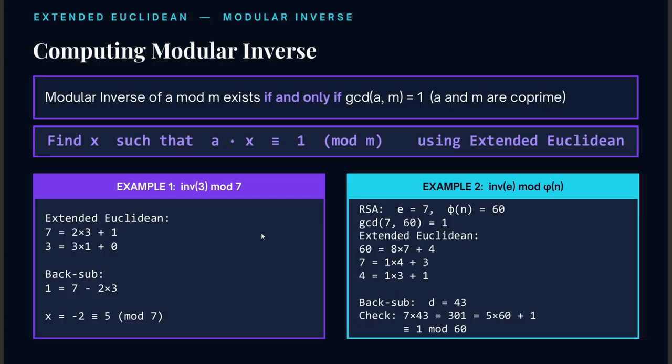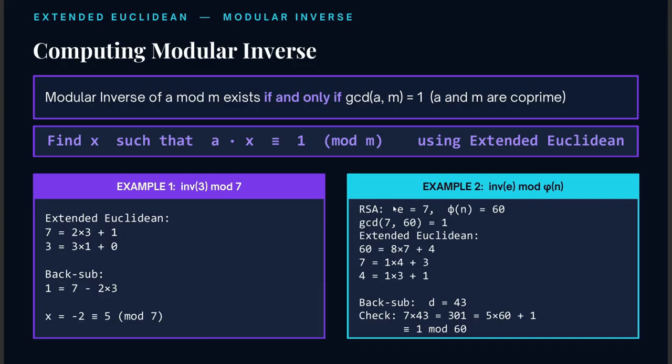For example, finding the inverse of 3 modulo 7 means solving 3x congruent to 1 modulo 7. Using extended Euclidean back substitution, we obtain x equal to minus 2. In modulo 7, minus 2 equal to 5 mod 7. So, 3 inverse equal to 5 modulo 7, because 3 into 5 is equal to 15, and 15 mod 7 equal to 1.